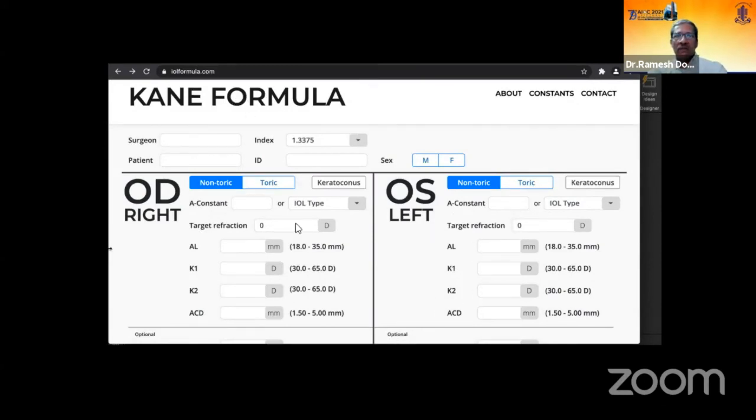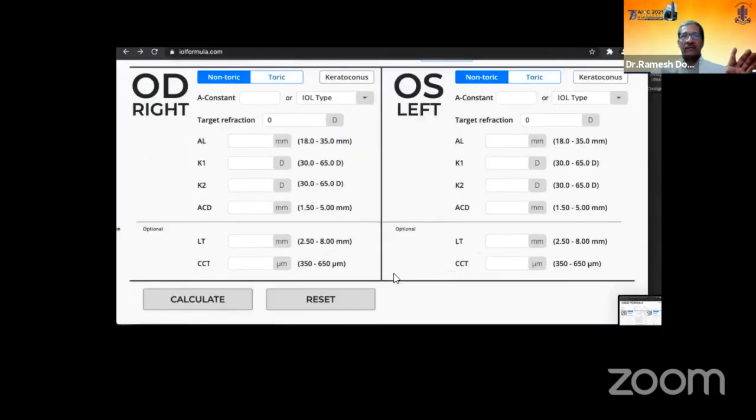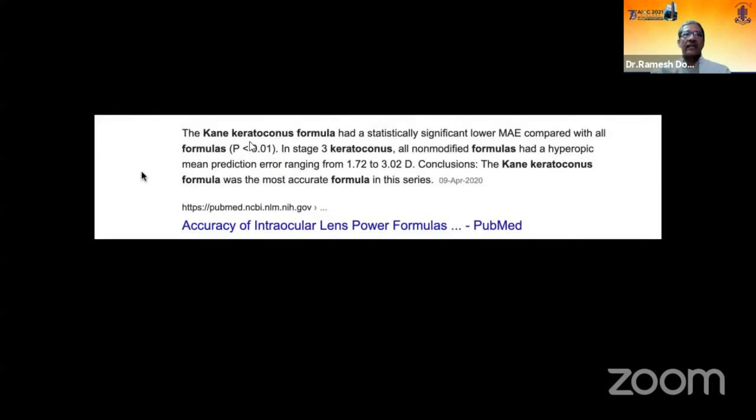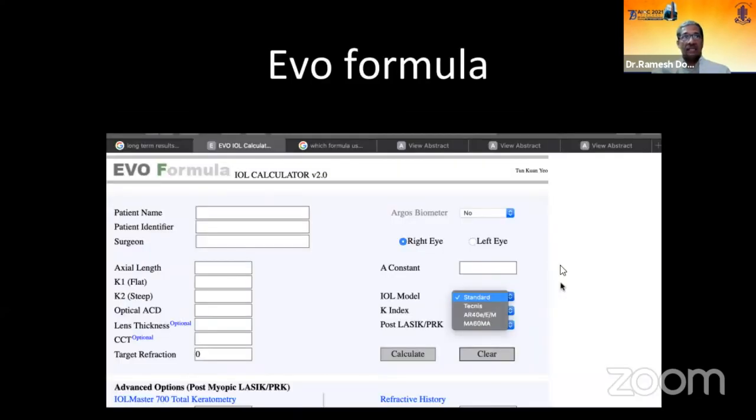Kane formula entry form is very simple. You just need axial length, K1, K2, and ACD. You don't need the lens thickness, that's optional. Then you have a non-toric part, a toric part, and a keratoconus. So all in one. You don't have many different formulas. Non-toric, toric, keratoconus in one simple interface. It is optional to enter the lens thickness and the CCT. This doesn't seem to make much of a change. The Kane keratoconus formula had a statistically significantly lower MAE when compared to all the remaining formulas. So, Kane keratoconus formula is more accurate than the Barrett's and any other available formula as of now.